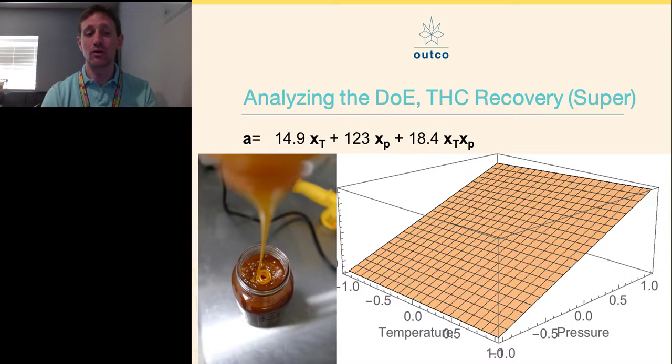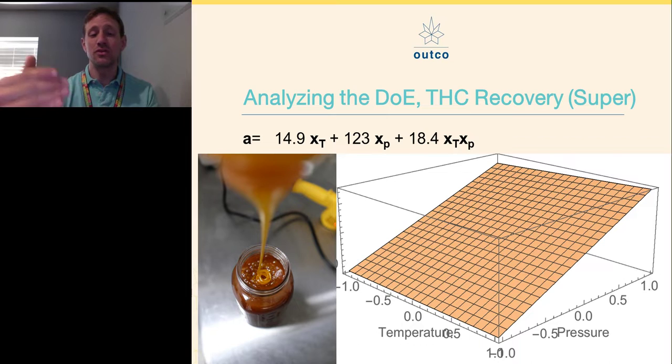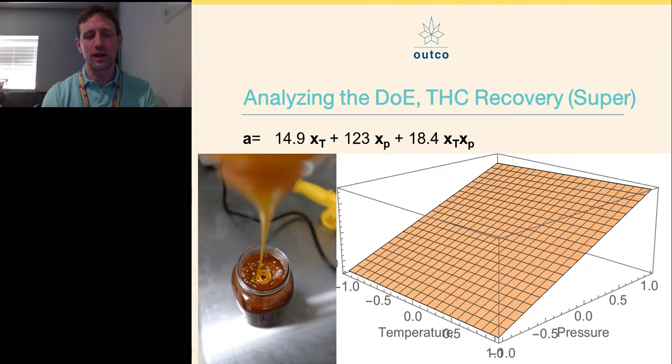Okay, so what are our results? As I promised you, after you did these 5 experiments and use a little bit of math and a bit of programming, you see these surfaces. The surface gives you, in this case, the THC recovery in the supercritical space. And I also show you the formula that actually denotes this surface.